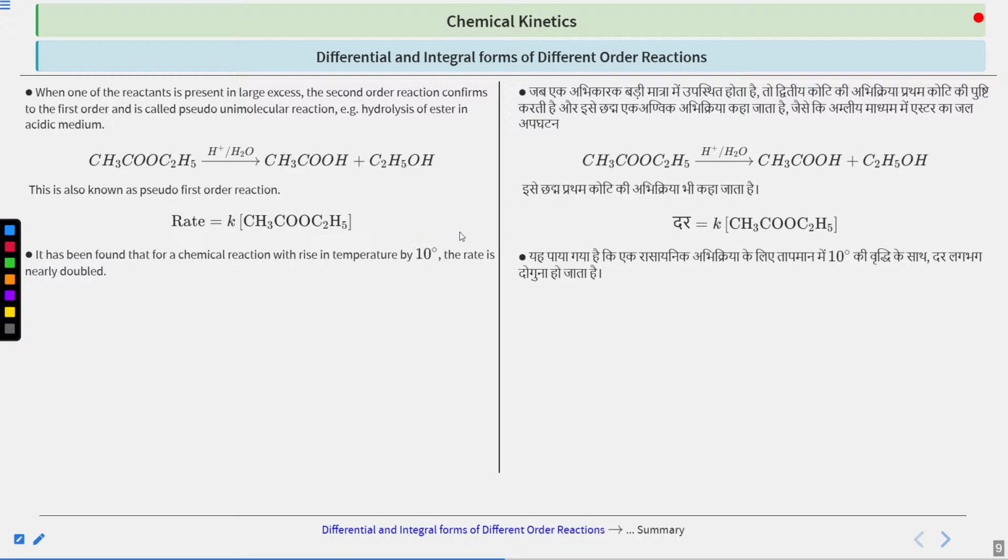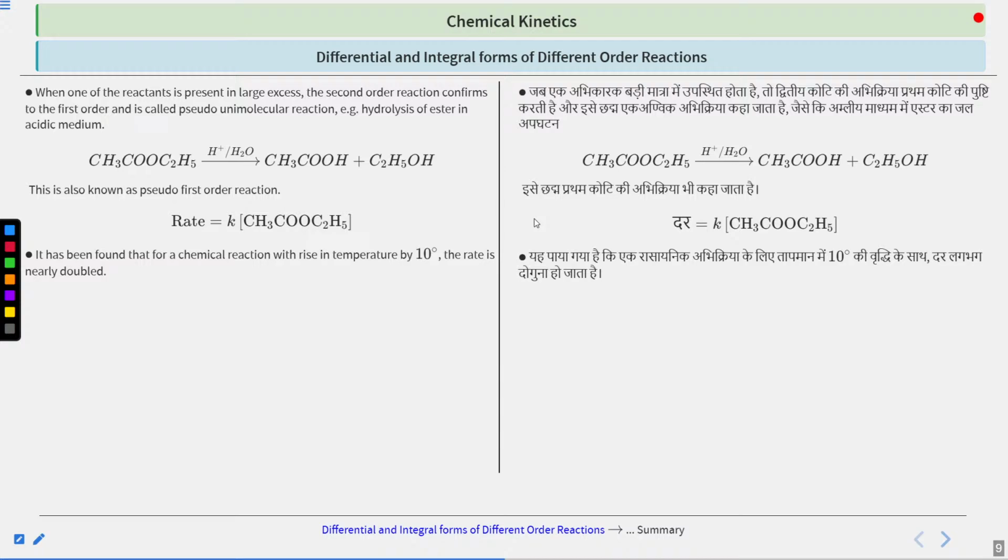Next is the temperature dependence. We will talk about it more. It is a general statement that has been made here. It is said that if you raise the temperature by 10 degrees Celsius, for most chemical reactions, not for any, the rate is nearly doubled.